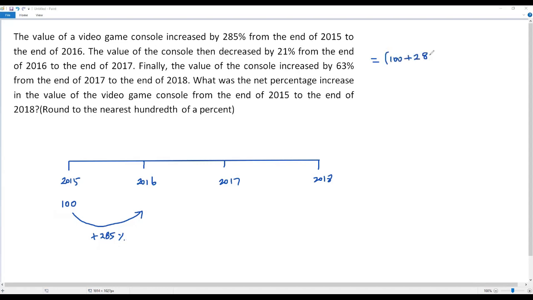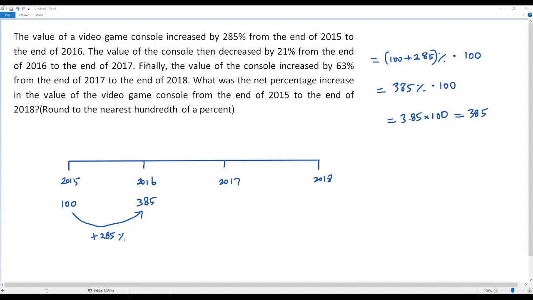100 plus 285. Whenever I increase a value by some percentage, I have to add the percentage value to 100 and take that percentage times the value that we are trying to increase. Here we are trying to increase the value 100, so it has to be multiplied over here. When I add 100 and 285, I am getting 385. That is 385% times 100. When I convert this to a decimal, I am getting 3.85 times 100, which is 385. That is, when I increase this value 100 by 285%, I am getting 385. So this is the value of the game at the end of 2016. Let me write it out here.